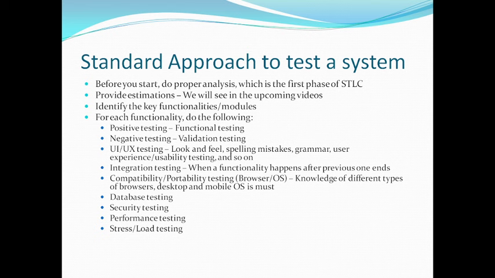Then for each functionality, you need to see whether you are able to do any positive testing. If yes, then do it. Is there any scope to do negative testing? If yes, then write the test cases for all negative testing. Then UI UX: is there scope to test the UI and UX of the system? If yes, then write all the test cases required for it. Then go ahead with integration testing, database, compatibility, security, performance, and stress testing. All these things have to be mentioned in the test cases file. You have to follow this standard approach to test any system.